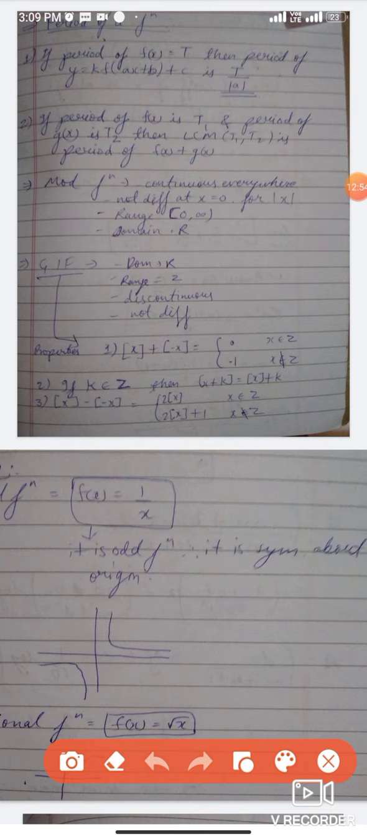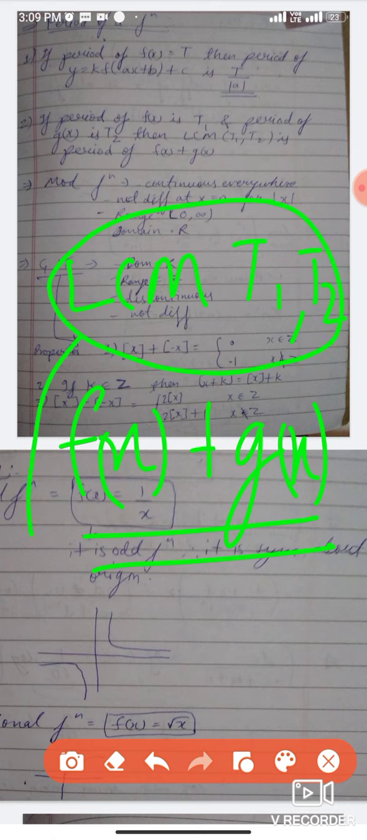The next thing is that if the period of f(x) is T1 and the period of g(x) is T2, then the LCM of T1 and T2 is the period of the f(x) plus g(x) function. Okay, this LCM is the period of f(x) plus g(x).